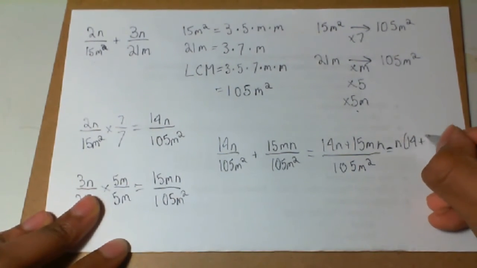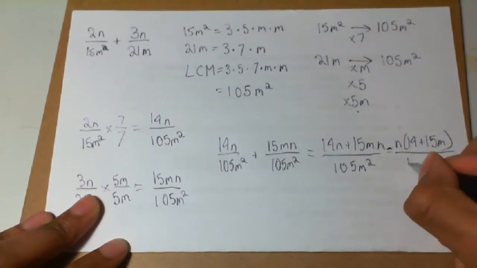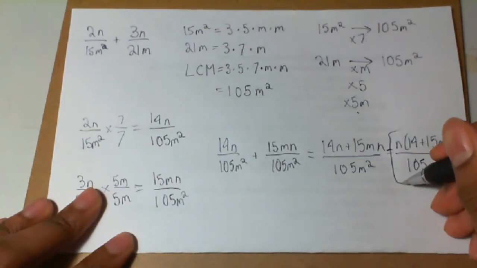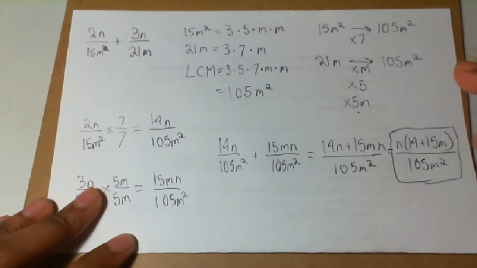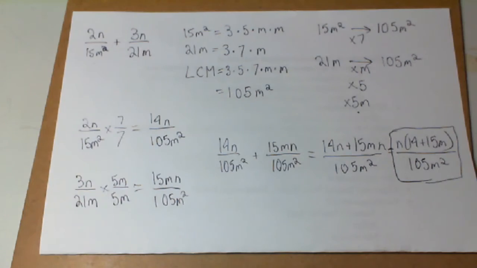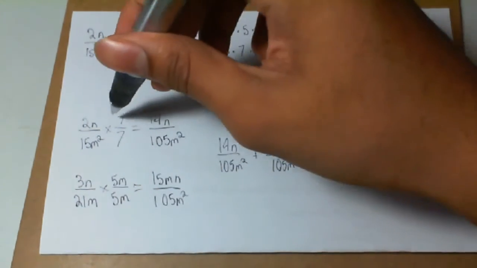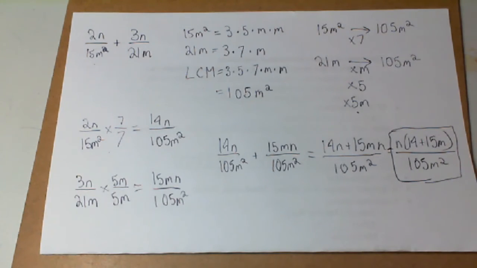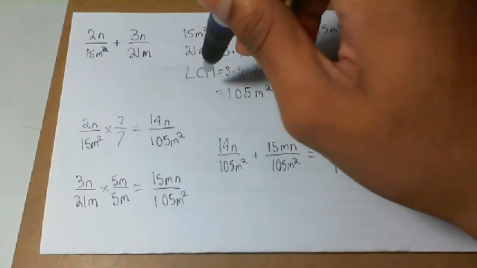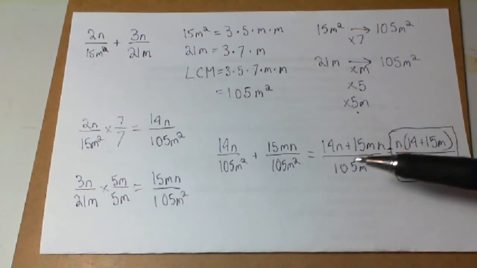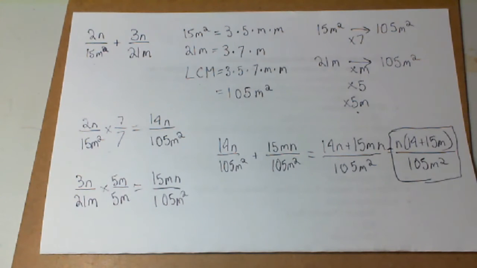So we get 14 plus 15m divided by 105m squared. And if it was asking for the simplest form, this would be it. So the main aspect of this scenario is figuring out what the least common multiple is and then making that your denominator, and making sure to multiply the numerator as well by whatever value you have to multiply it by. So just the least common multiple and making sure you multiply the numerator and denominator, and then it's a simple addition, like fraction addition. So yeah.